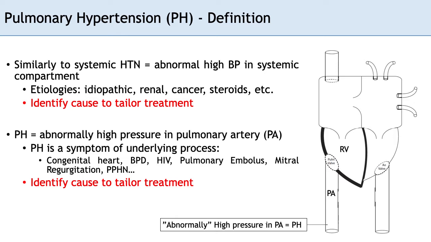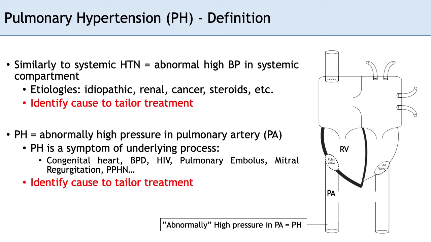The etiologies of systemic hypertension are numerous. So we know that, for example, some patients might have systemic hypertension secondary to renal conditions, cancer, steroid exposure, cocaine use, etc. And it's really by identifying the cause that you can tailor treatment and management.